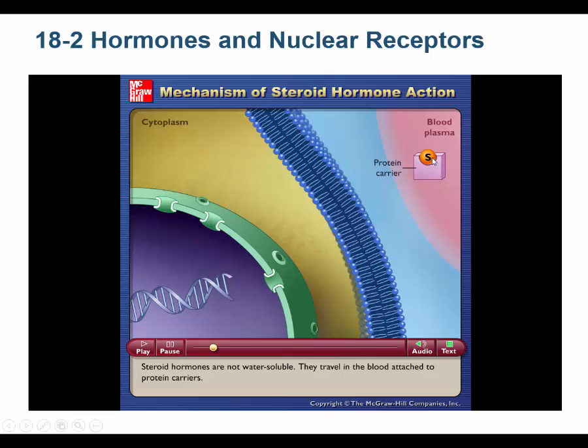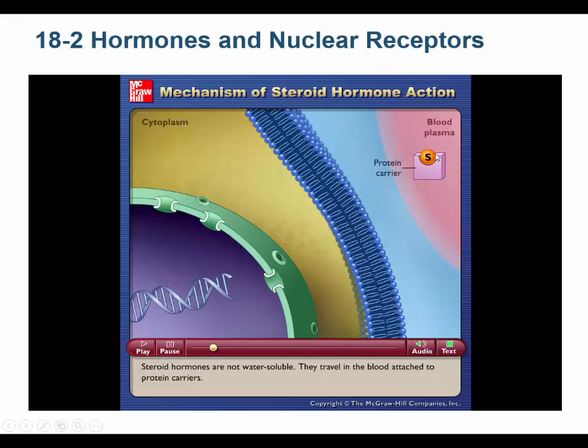So they can't float free, but if they're carried by a carrier protein, then they can be, and the carrier protein itself is hydrophilic. Now they can be transported through the bloodstream. Well, let me tell you some steroid hormones. Cortisol is a steroid hormone. Aldosterone is a steroid hormone. Testosterone and estrogen are steroid hormones. So we have a whole bunch of these steroid hormones.